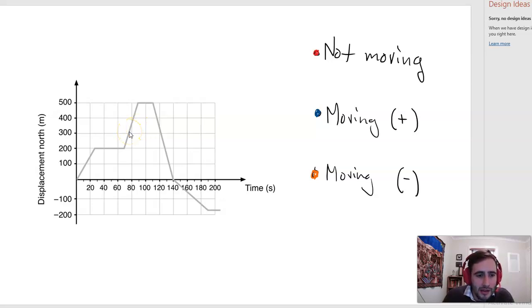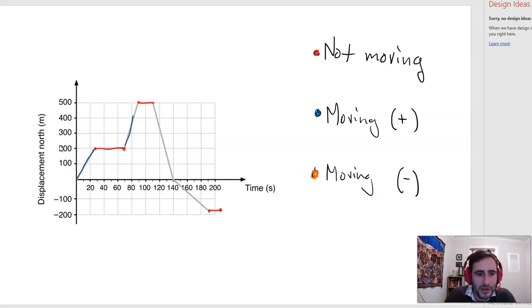This part here, it's at 200 meters displaced, and for the next 60 seconds, nothing's happening. Okay, so that is not moving. We've also got here, because it's flat, and it's also flat here. So it's 20 seconds, 200 meters. Maybe this person sprinted, then they stop, then they keep moving, and then they stop, and then they come back. So we've got the moving in a positive direction here.